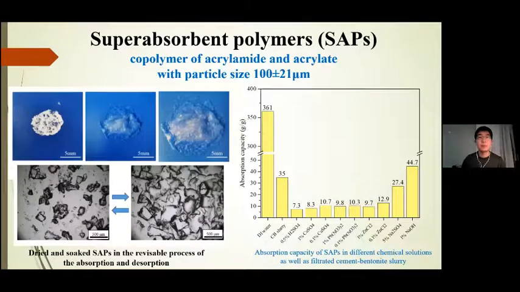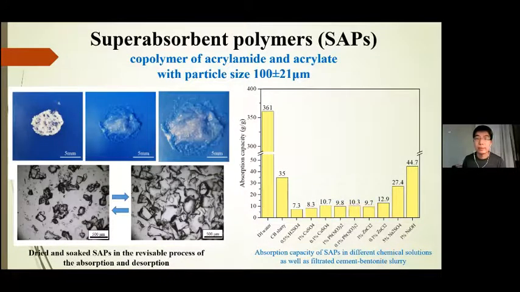So the self-immune and self-healing approach I'm presenting today is superabsorbent polymer, which is also called SAPs. SAPs are a kind of copolymer of acrylamide and acrylate. It has a particle size of around 100 microns. You can see from the left figure, the SAP can absorb a large amount of water, and this absorption process is reversible. So when water evaporates, the SAP can shrink.